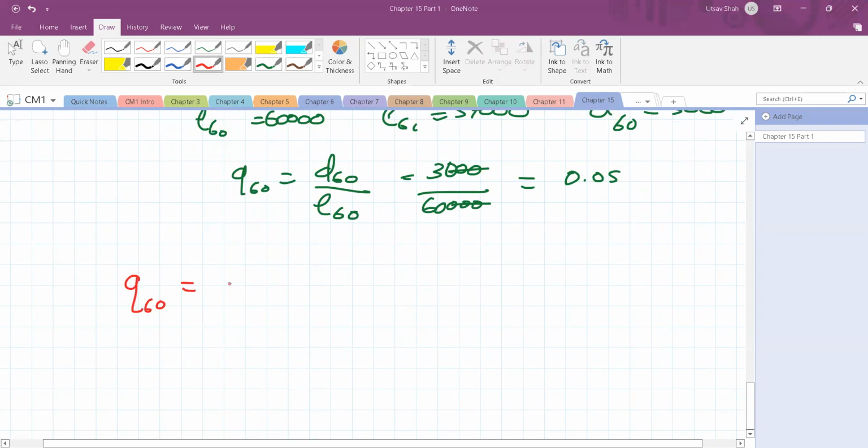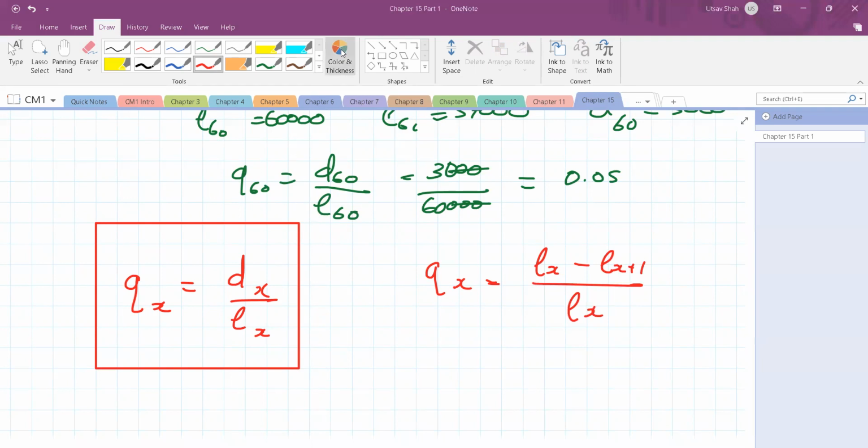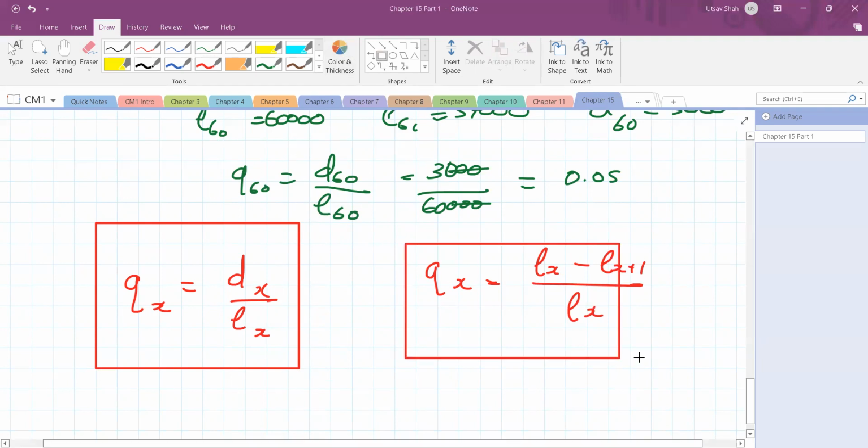Q60 is simply D60 upon L60. But what is D60 here? So Qx is simply dx upon Lx. From this we can see Qx equals dx upon Lx. But what is dx? Dx is simply Lx minus Lx plus 1, and the denominator is Lx. So this is the formula for Qx now.